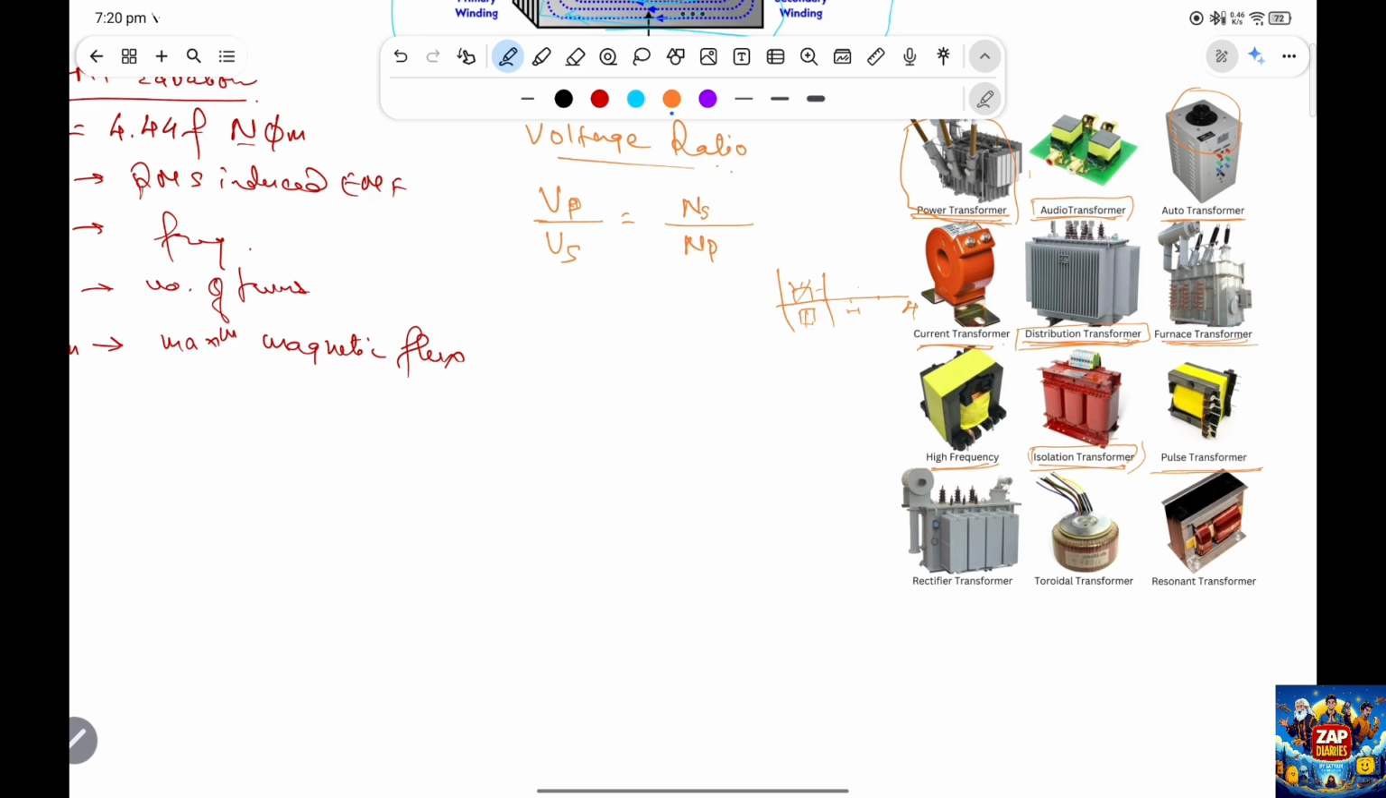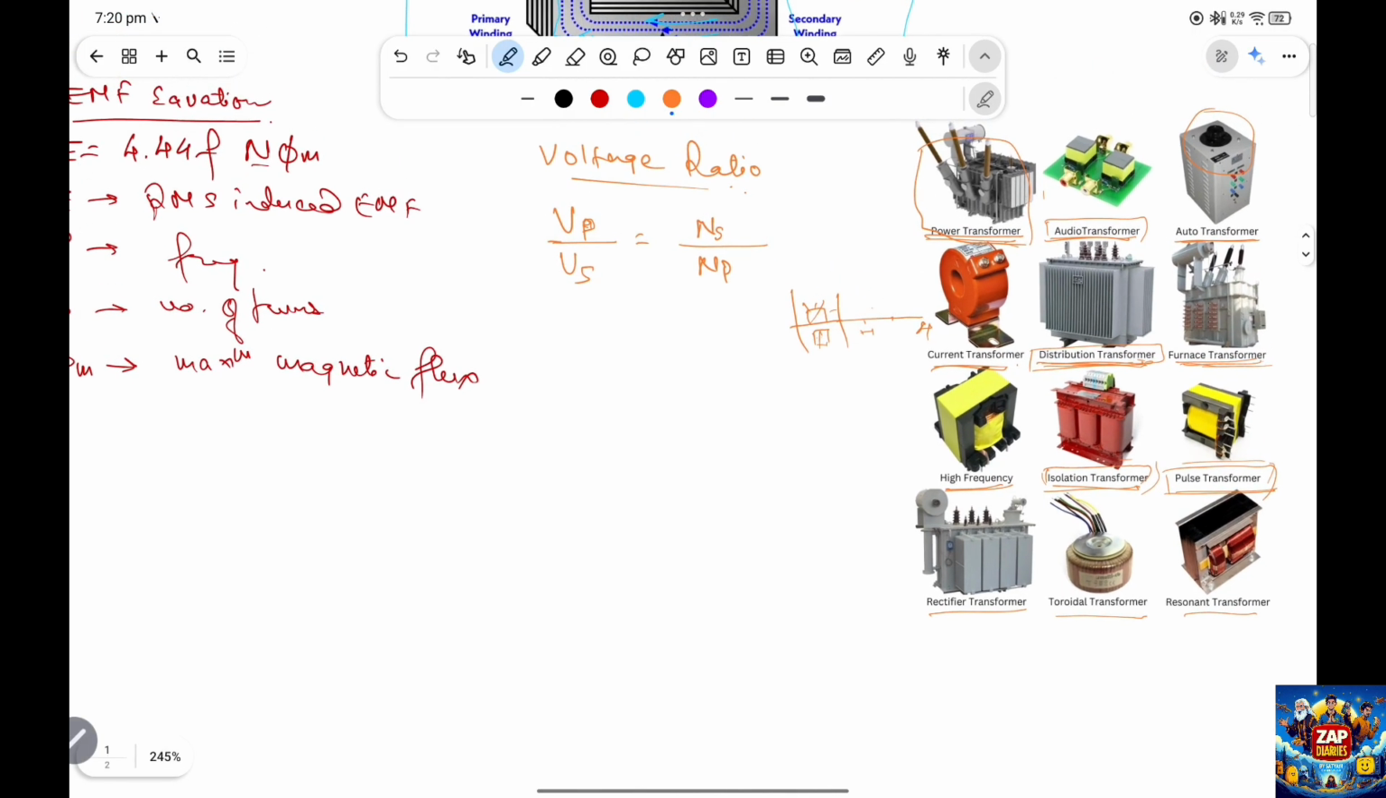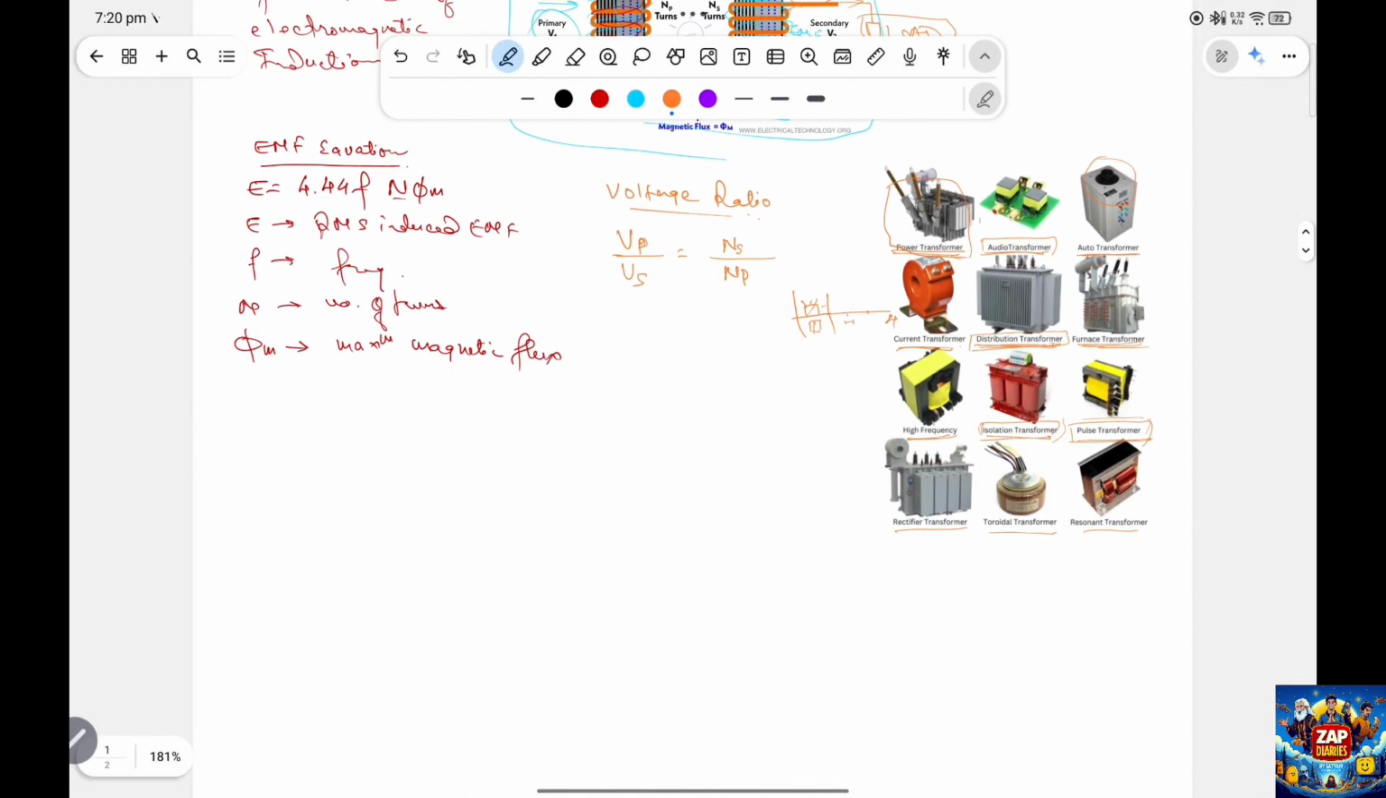Then we have the pulse transformer. You might have seen these things in our old glass tube TVs. So these are pulse transformers. Then we have the rectifier transformer, toroidal transformer, and the resonant transformer. So these are different sizes or shapes of transformers according to the application. Right? So let's dive into the classification of transformers to understand these things better.